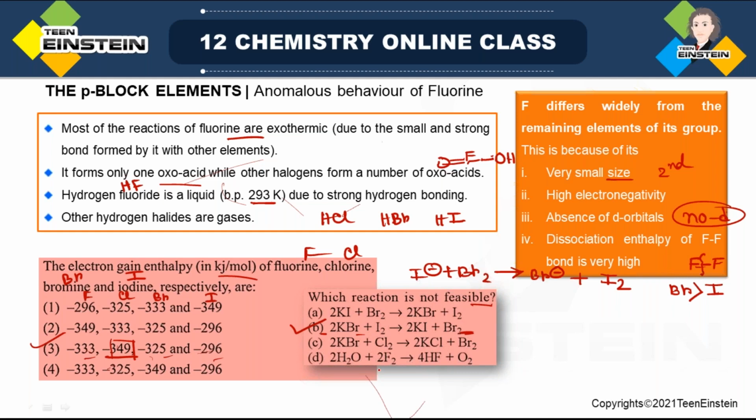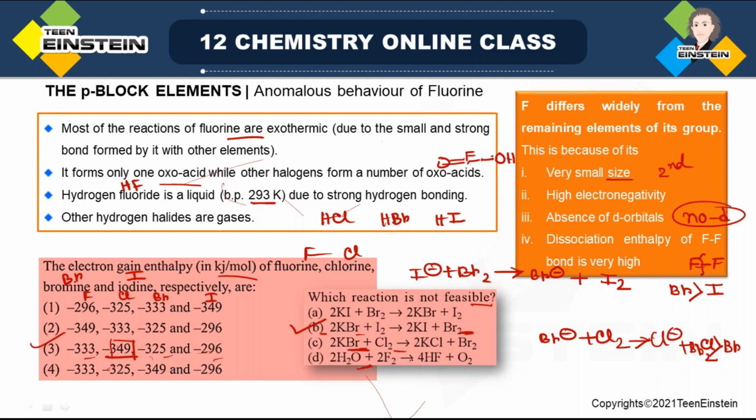But what about the other two? Br minus reacting with chlorine. Now chlorine, which is just above bromine, is more oxidizing in nature than bromine, so it can accept electron from bromide, itself will be converted to Cl minus and Br2 will be generated. So this is also possible.